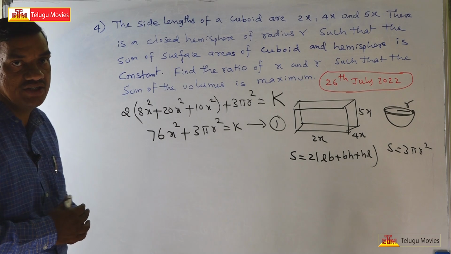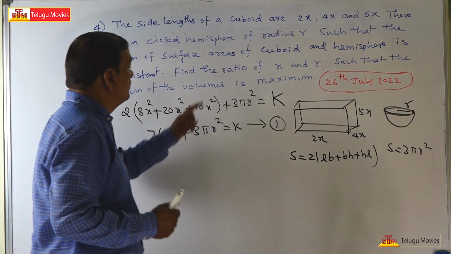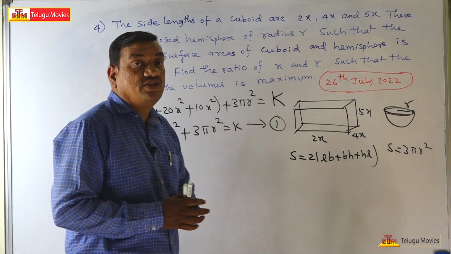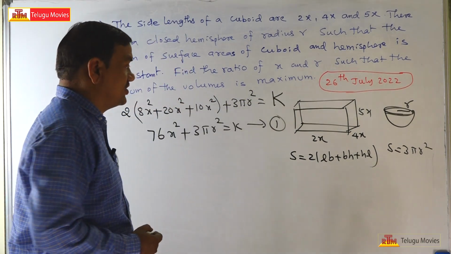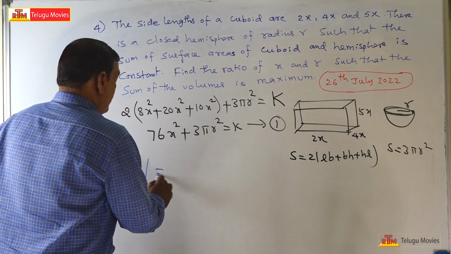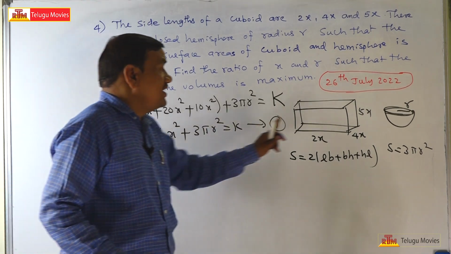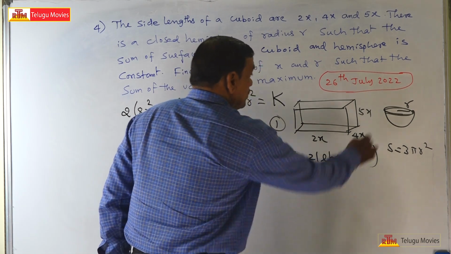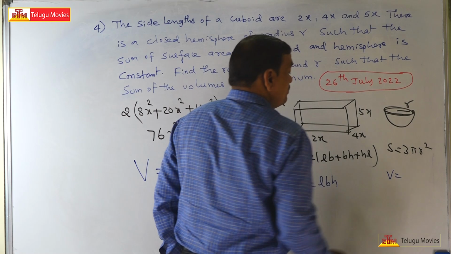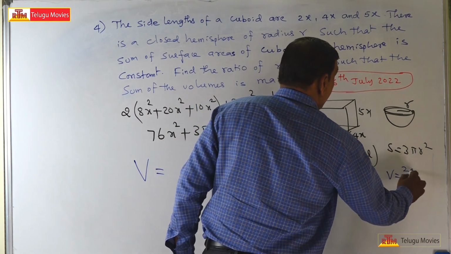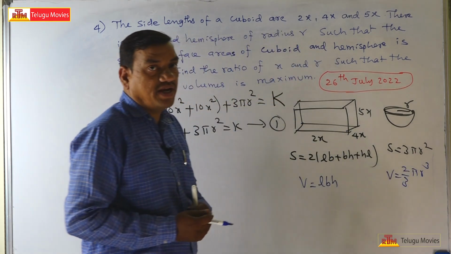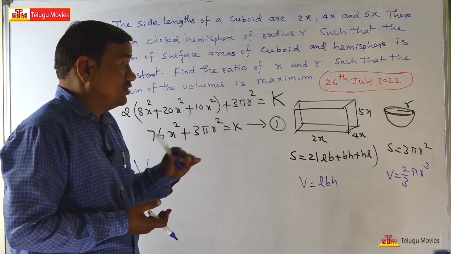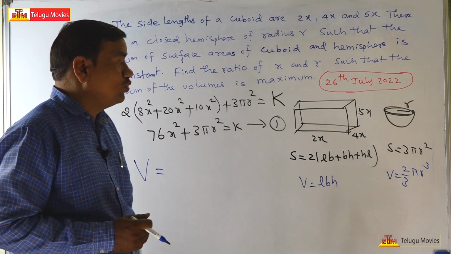Now coming to the next step: such that the sum of the volumes is maximum. So it is our function, the maximize function. What is our maximize function? V is equal to the volume of the cuboid, V is equal to LBH, plus the volume of the hemisphere. This is equal to 2/3 pi r cube. For a total sphere the volume is 4/3 pi r cube, so for a hemisphere it is 2/3 pi r cube.